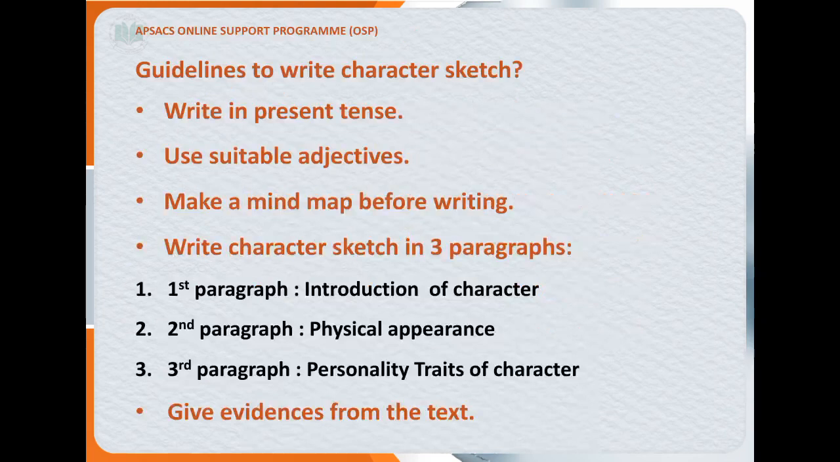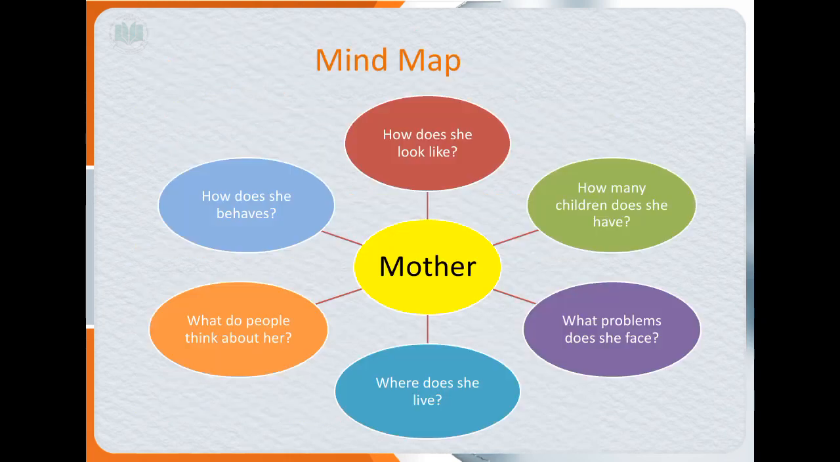In the first paragraph, you have to write the introduction of the character. In the second paragraph, you have to write the physical appearance. And in the third paragraph, you have to write the personality traits of the character. And then you have to give evidence from the text.